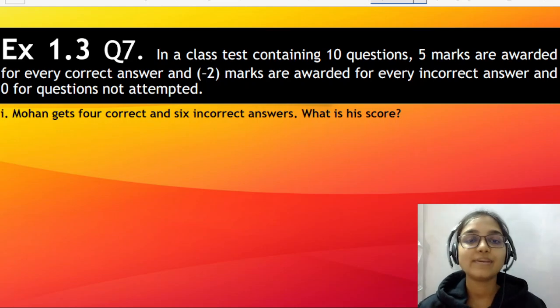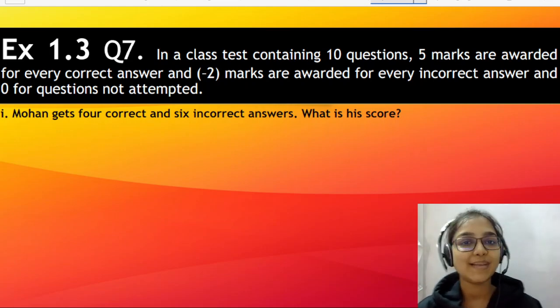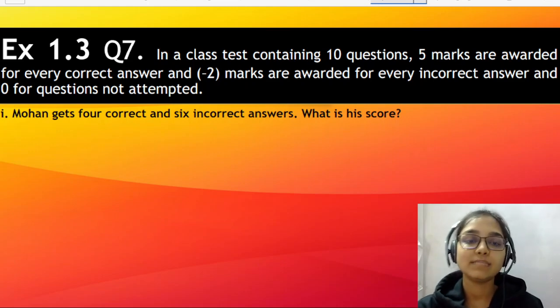Today we are going to solve question number 7 of exercise 1.3, class 7 mathematics, chapter 1 integers. So let's get started. Let's see what question number 7 says.